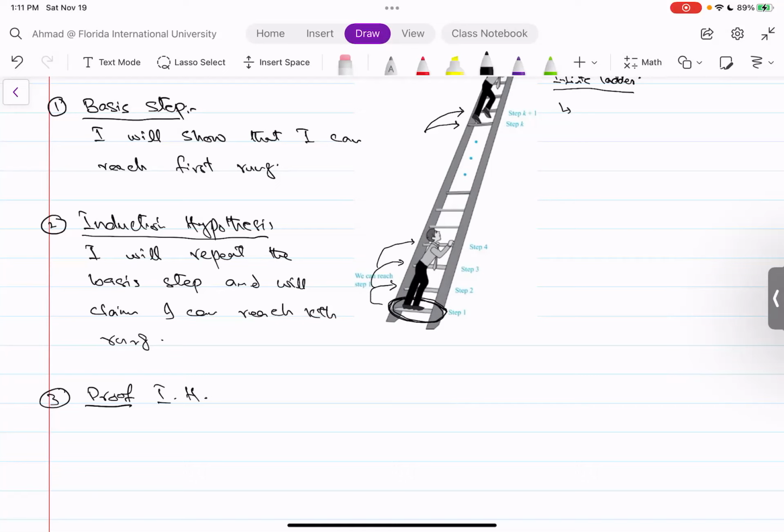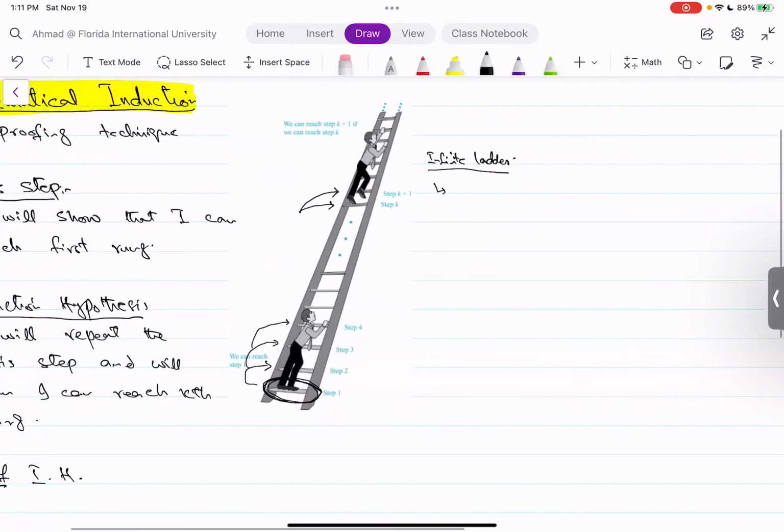How I'm going to prove that, that's what we are going to learn with different examples. But the whole idea is, if you can show that you can reach rung number one, and from one to two, and two to the next one, and the next one. And if you can reach any arbitrary kth rung, and then prove that you can now reach the next, k plus one rung, that means you can actually climb this complete infinite ladder, right? Okay, that's the whole strategy.